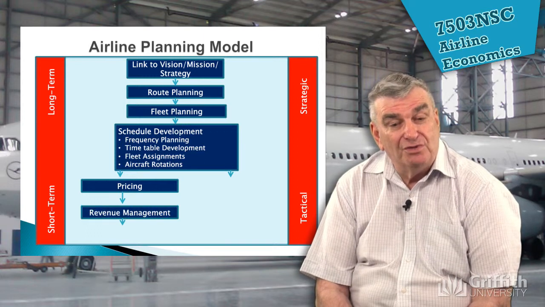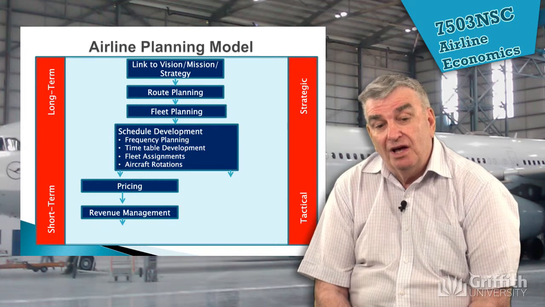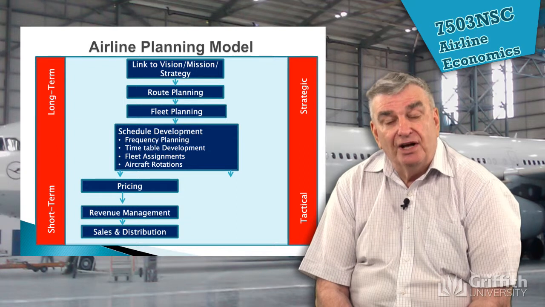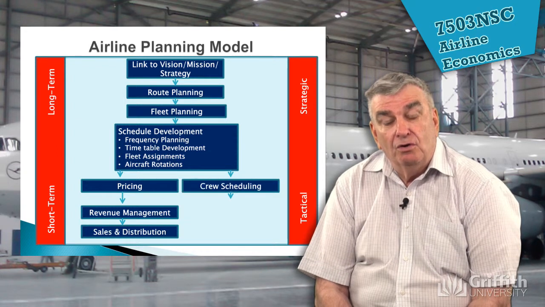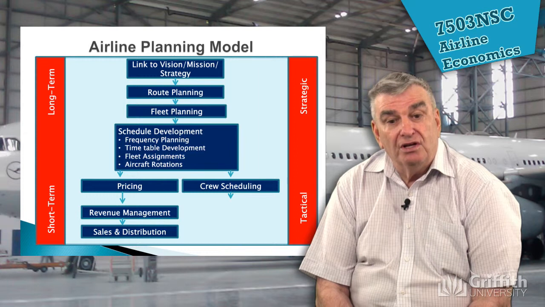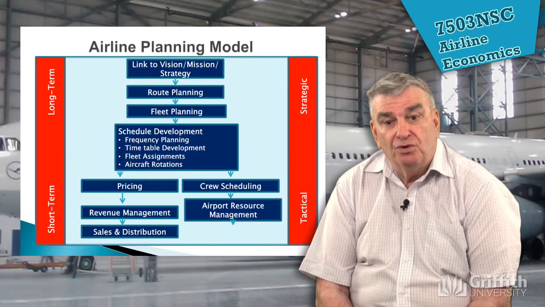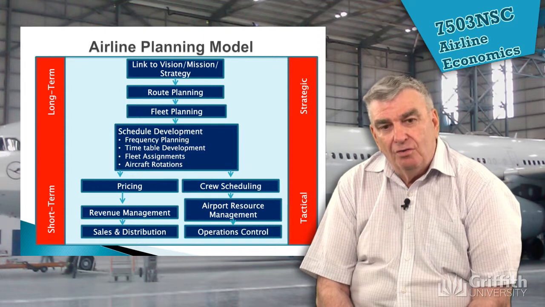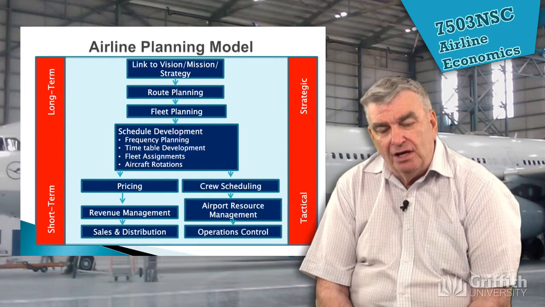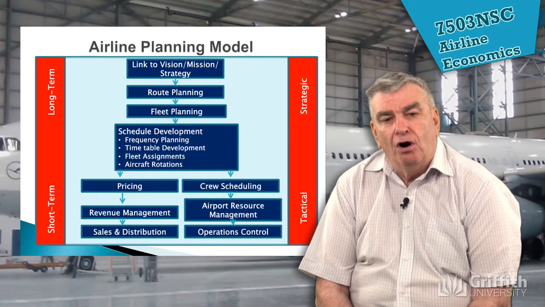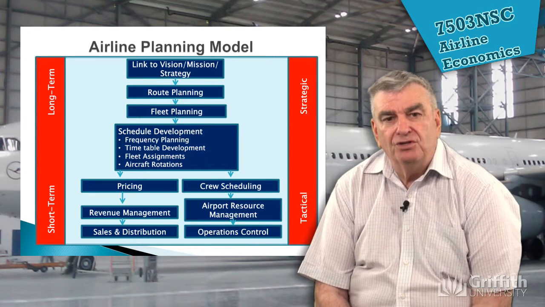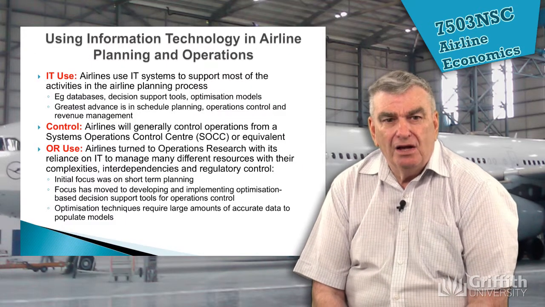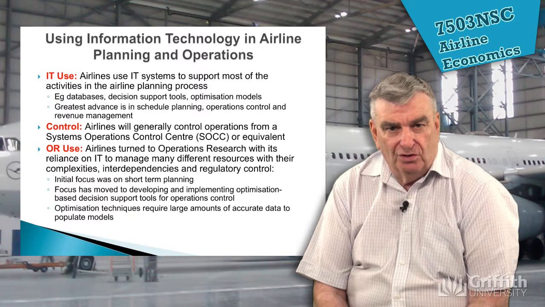Revenue management systems, as we saw, were linked in with many other systems, including the computer reservation systems and the sales and distribution. We also looked at crew scheduling, in which IT plays a role, airport resource management, and the operations control. So what we're slowly doing now is completing the last of all those different activities that form part of the airline planning model. So how do we use airline technology in airlines today?